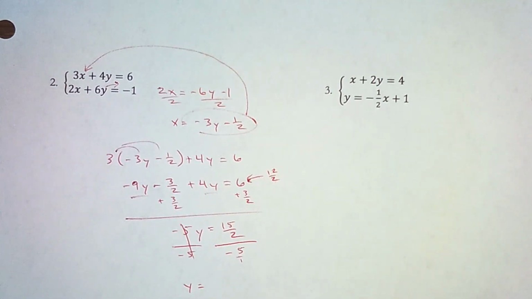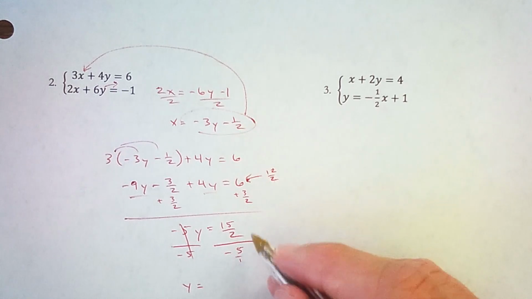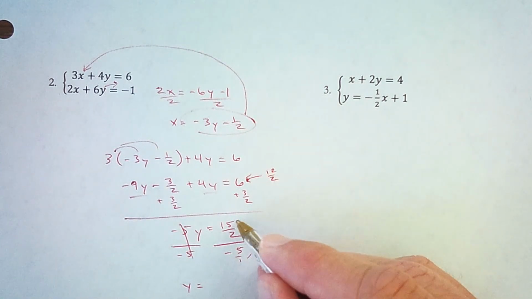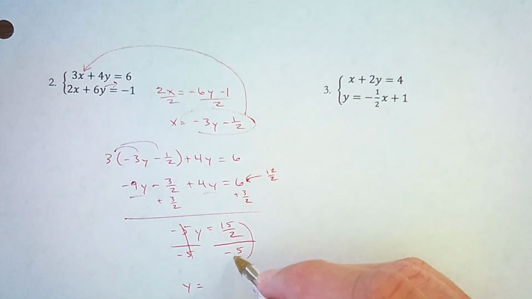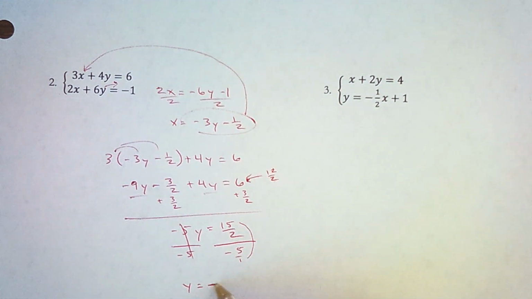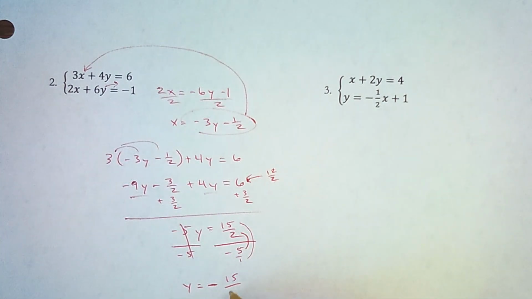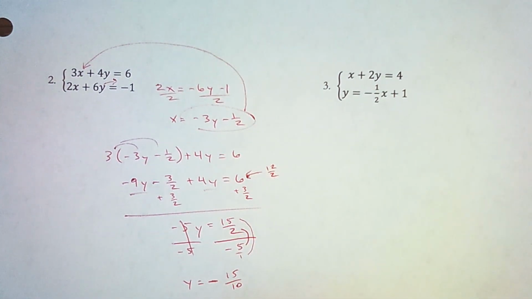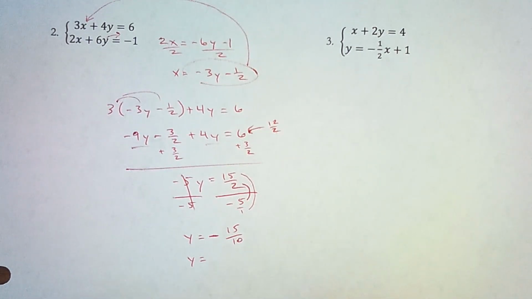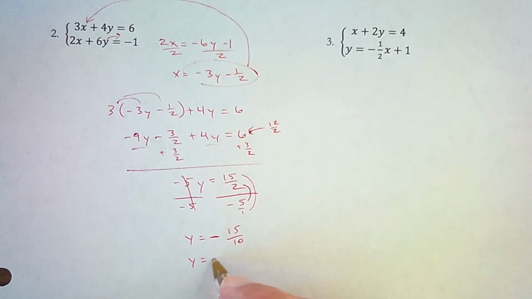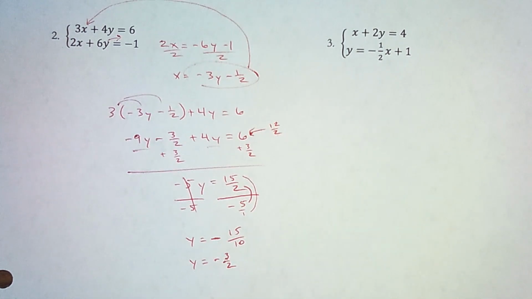Okay, so when I divide 15/2 by 5 over 1, let's do this. This outer loop, 15 times 1. And I know it's going to be negative because it's positive divided by negative. So I'll put that negative here. 15 times 1 is 15. And 2 times 5, that's going to be our denominator. That's 10. And that's going to simplify. Negative 15/10. 5 will go into both of those 3 times and 2 times, so that's negative 3/2. So I've got y is negative 3/2.